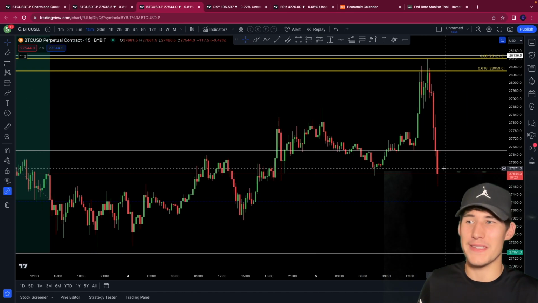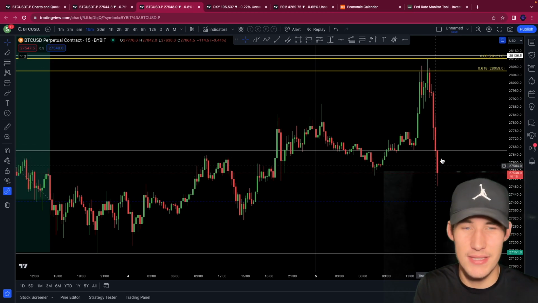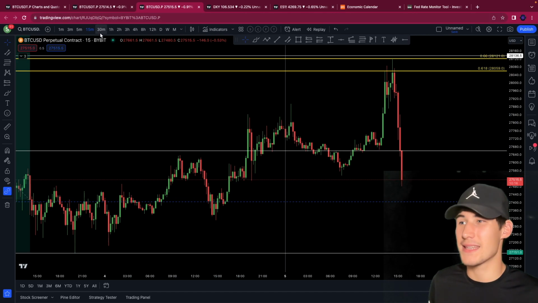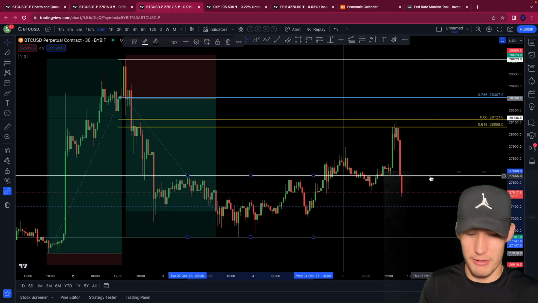But let's look at the price action that is going on right now, because Bitcoin is getting a dump. Bitcoin is getting a big dump towards the downside, and I was actually telling my team that we were expecting this dump.